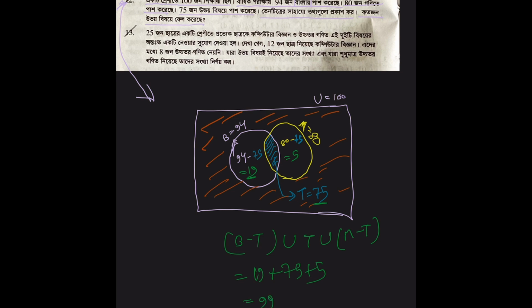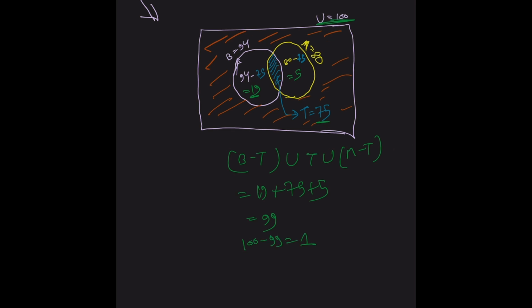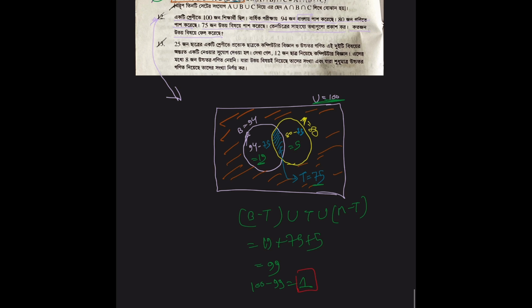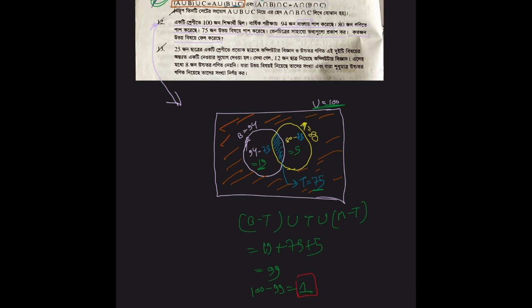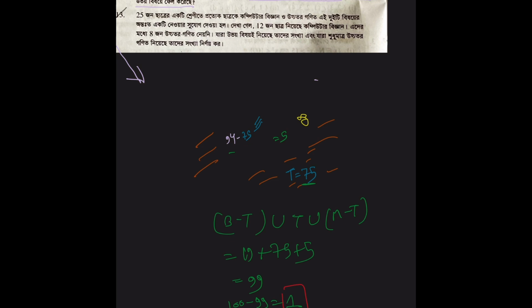So this is 99. We will have the answer if we subtract this number from the total number, which is 100. 100 minus 99 is 1, so only one student seemed to have failed in both the subjects. Okay, alright, only one student seemed to have failed in both the subjects.